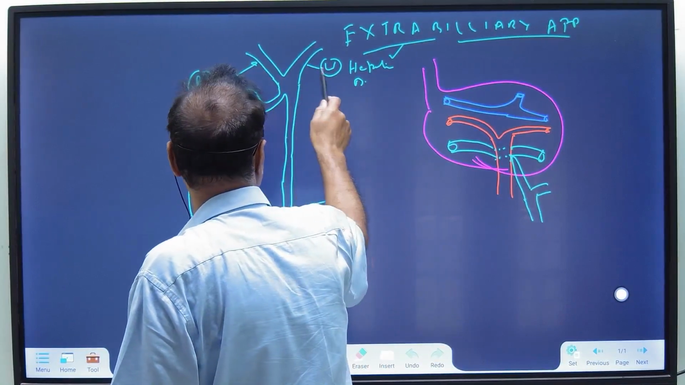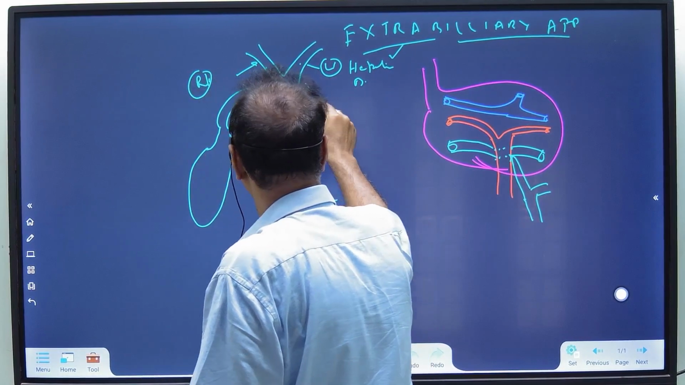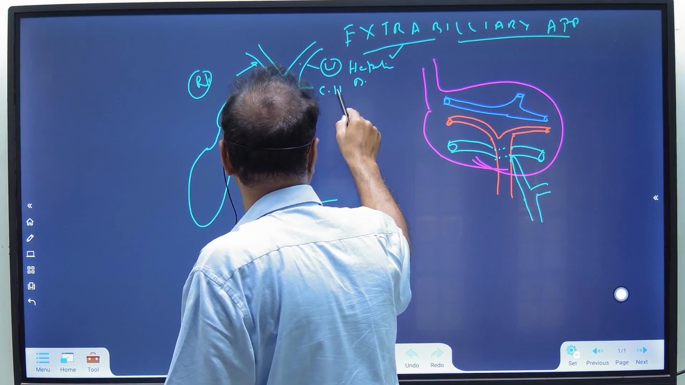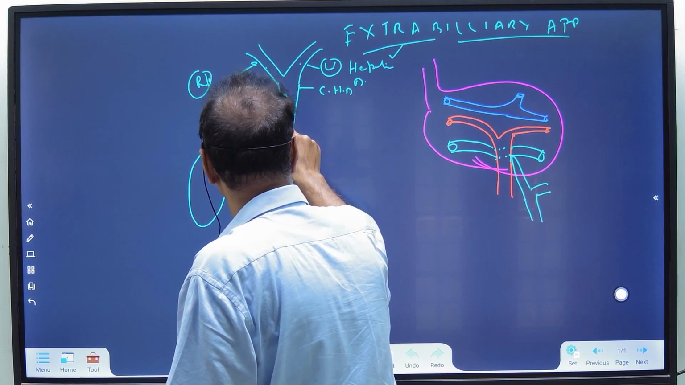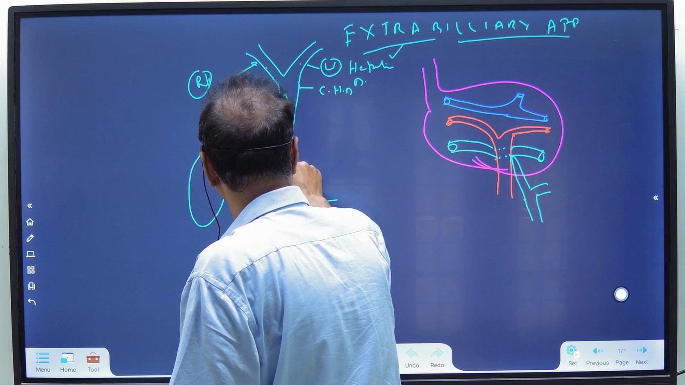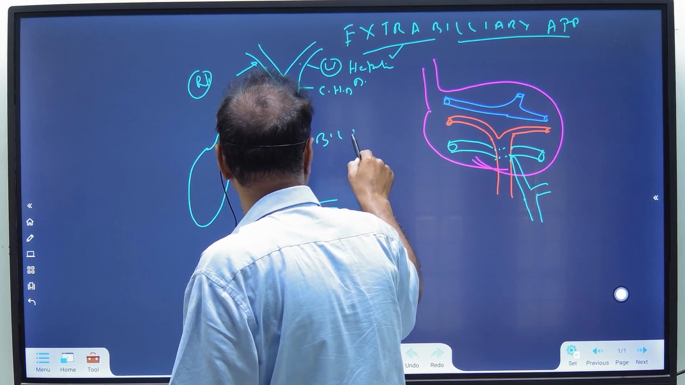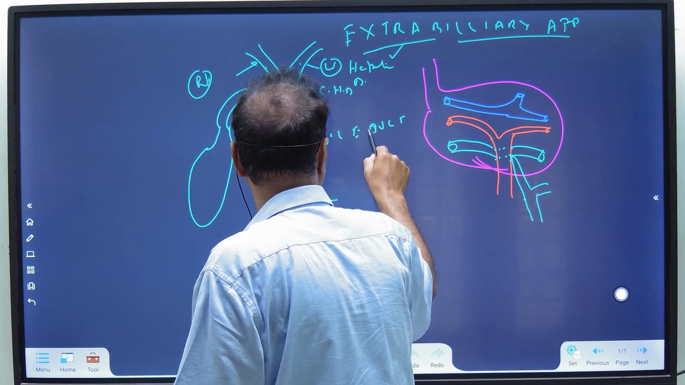In this structure, what are the important landmarks? We have got the right and left hepatic duct. Right and left hepatic duct join together to form the common hepatic duct. This joins the cystic duct. This is the cystic duct. This will join the cystic duct to form the bile duct.